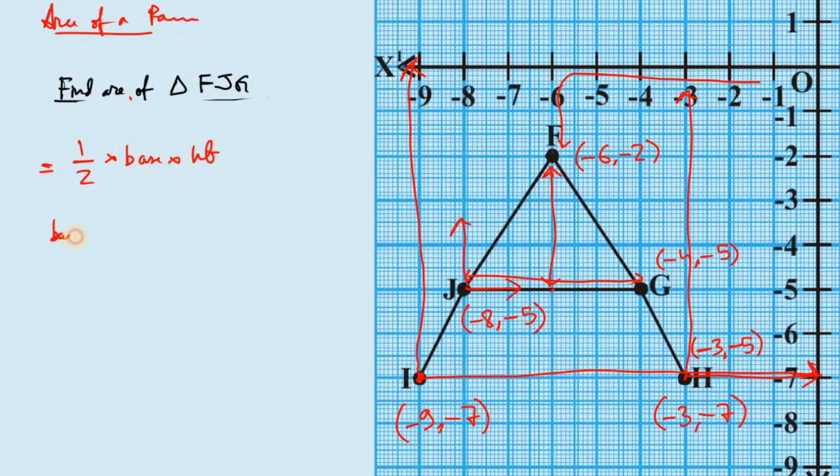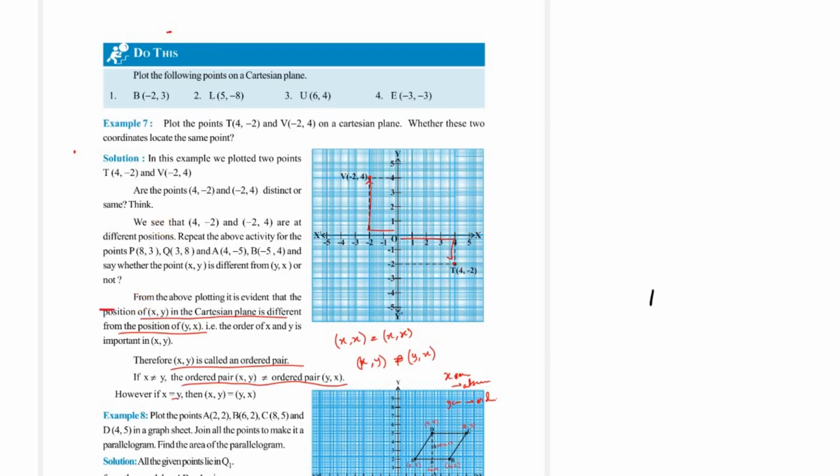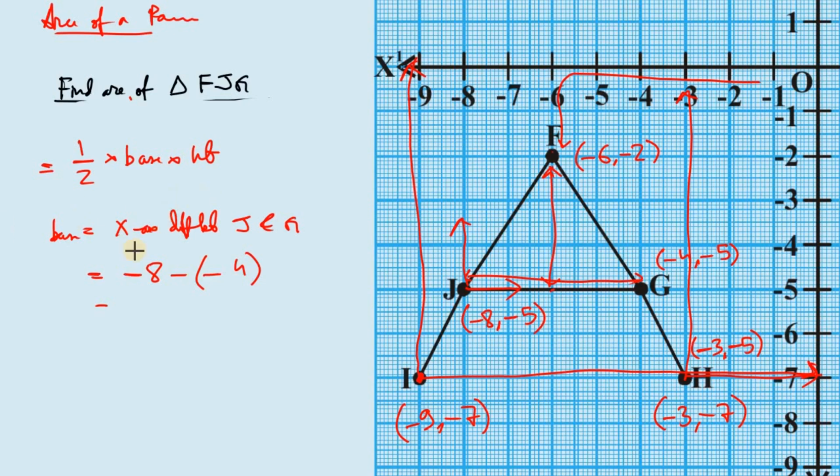Now what is the base over here? The base is the difference of x-coordinates between J and G. And what is this? Minus 8 minus of minus 4. So this is basically how much? This is basically plus 4. Sorry, minus 4. But we have to consider plus 4 since length cannot be negative. So plus 4 units. Next, what about the height?